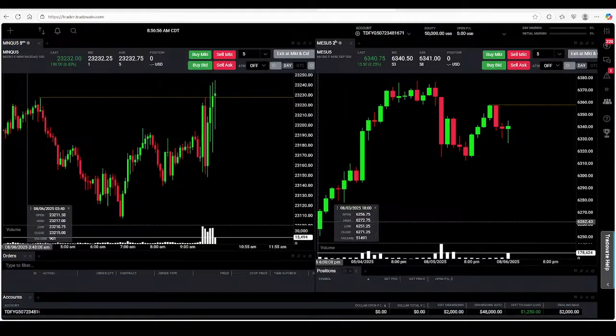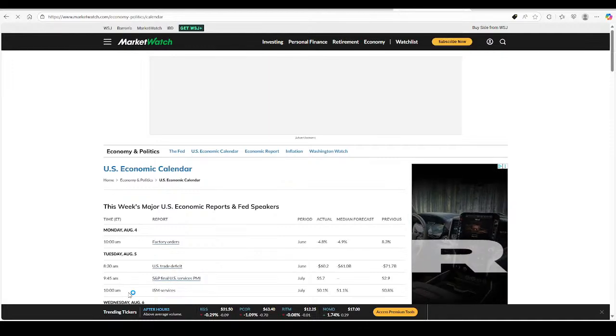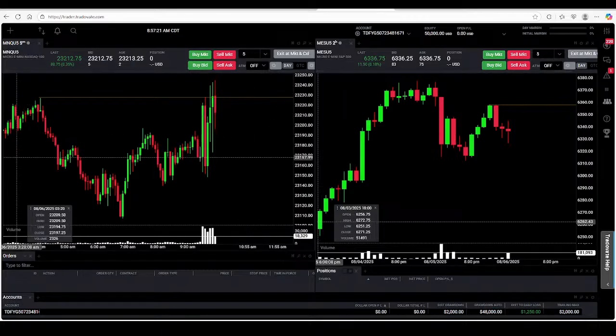Like I said, we do have data. Let's see if I can get this market watch to load. Data today: we had trade deficit at 8:30, that at 9:45, and ISM services at 10. That does usually tend to at least get some sort of reaction out of the market. So we'll patiently watch and see.